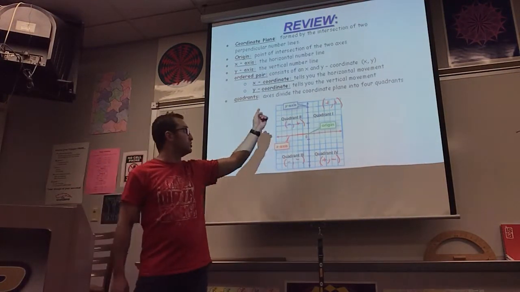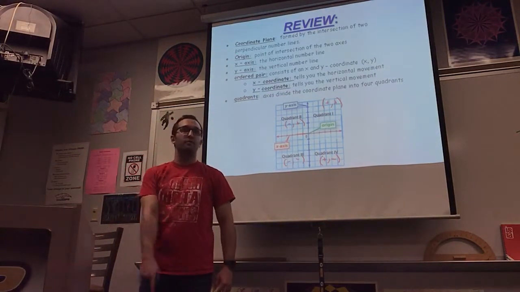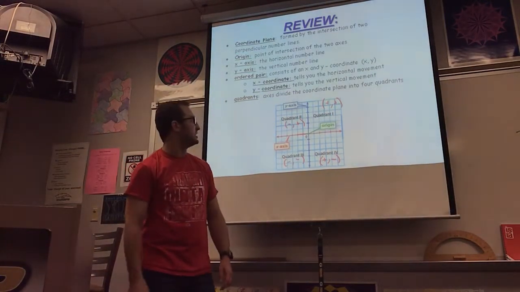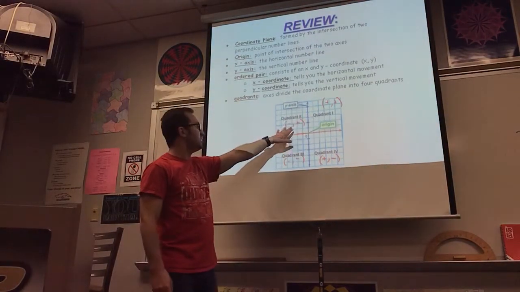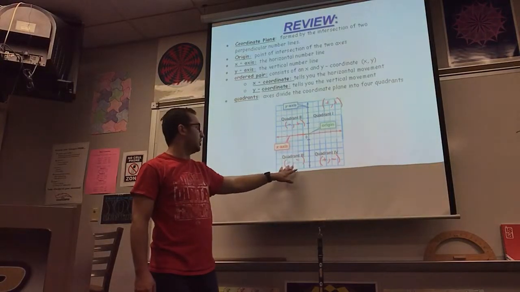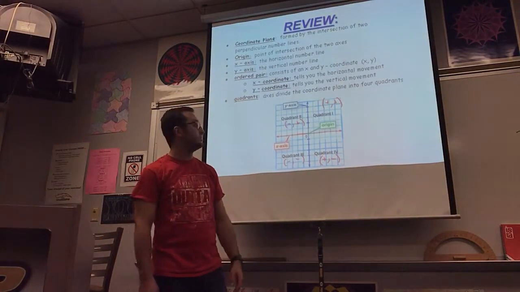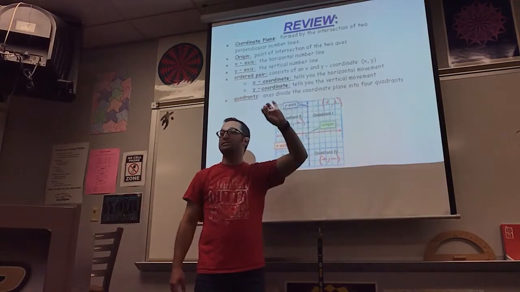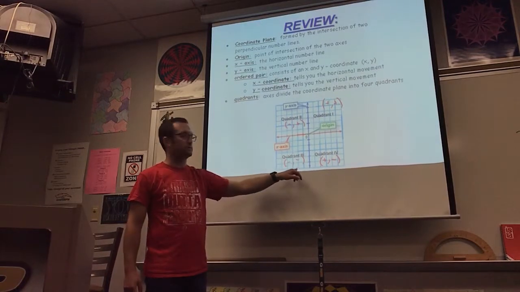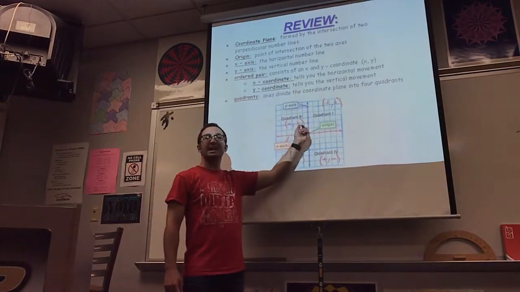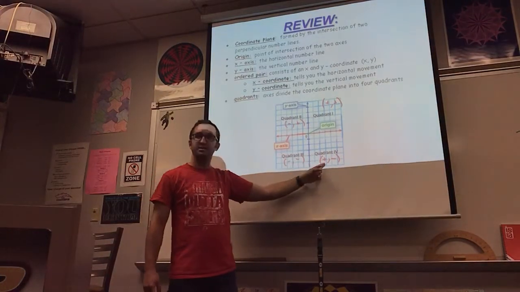You've got quadrant 1, 2, 3, and 4. Remember, it makes a C for coordinate plane. A helpful technique to remember where those points are going to go is by recognizing the positive and negative numbers in each quadrant. Quadrant 1 is both positives. Quadrant 3 is both negatives. Quadrant 2, negative x, positive y. Quadrant 4, positive x, negative y.